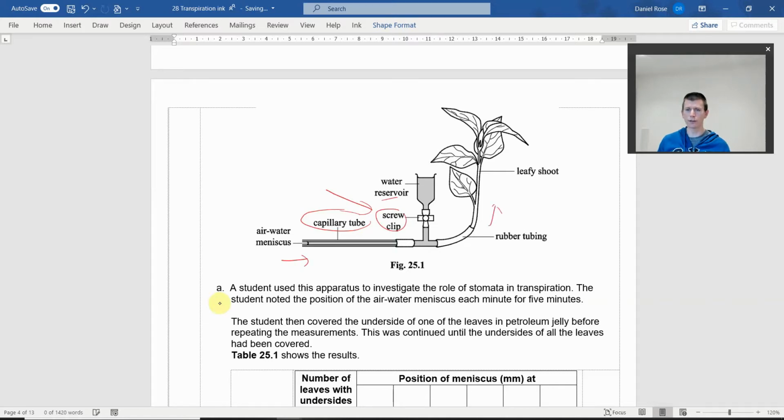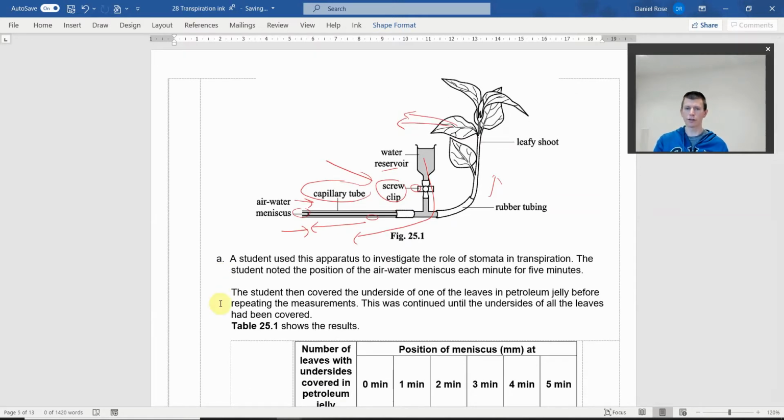Why have we got a water reservoir? Well, if I want to reset it, once my bubble is up to here, I don't want to have to suck it all out, so I can put water back through, flush it back that way, and move my bubble back down to the end and reset it. That's what we have the reservoir for. And the screw clip is to make sure that's out of action when the plant is losing water. When the plant loses water, that little bubble we can see there, that tiny bubble, is going to start moving to the right.